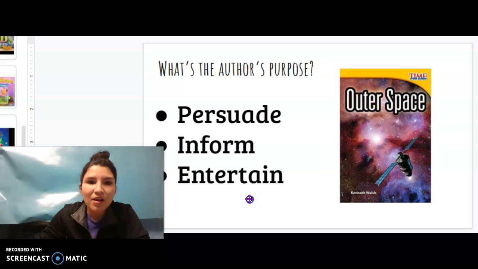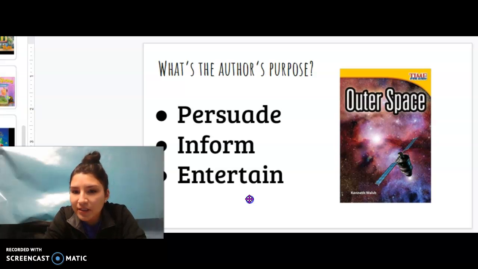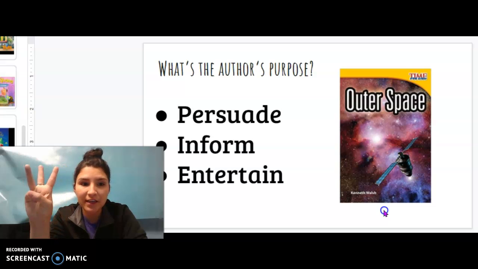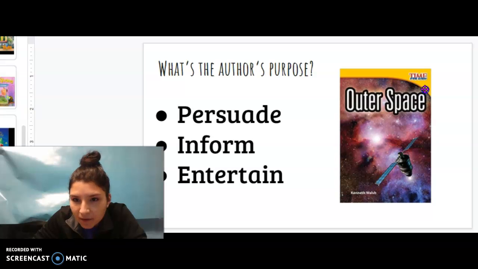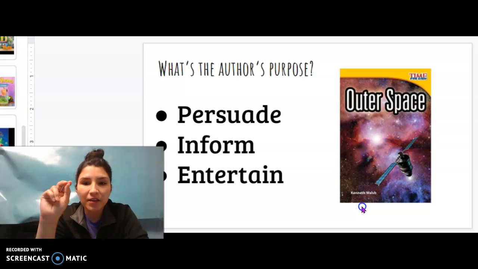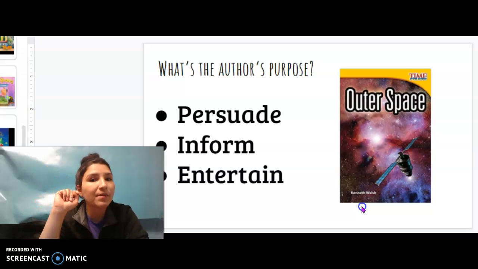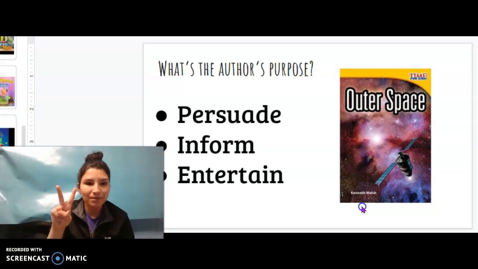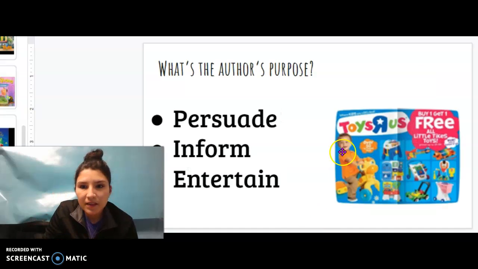Two more. What's the author's purpose? Outer space. And this one right here looks like a little photograph. Persuade, inform, or entertain. Go ahead and hold up your fingers. Oh, and right here, it's Time for Kids. It's actually a magazine. To inform you. The author wrote this to give you information about outer space. Some facts and real information. So, inform.